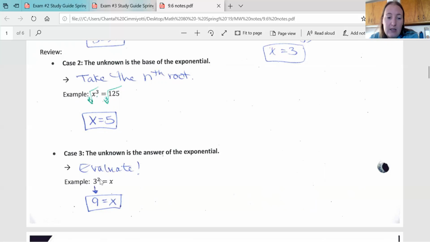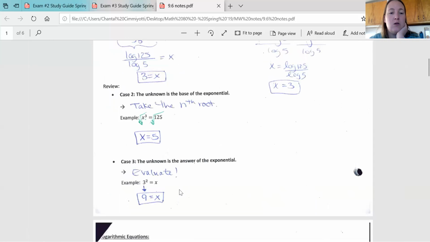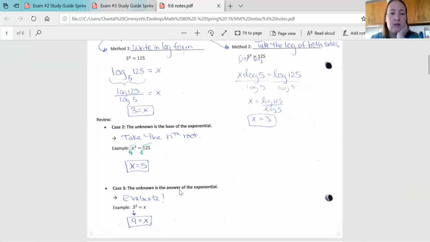And then lastly, case 3 is if the exponent is here for your exponential, like it equals that, it is the answer. So, well, there it is, it's the answer. It's just whatever 3 squared is. So in this case, you just evaluate straight off the bat, and you have your answer. So you've seen now where the x is an exponent, a base, or the answer to the exponential.